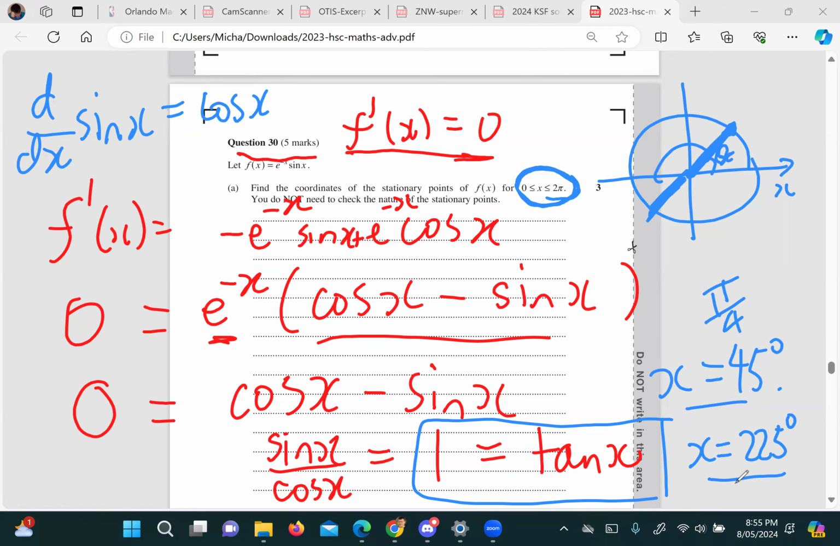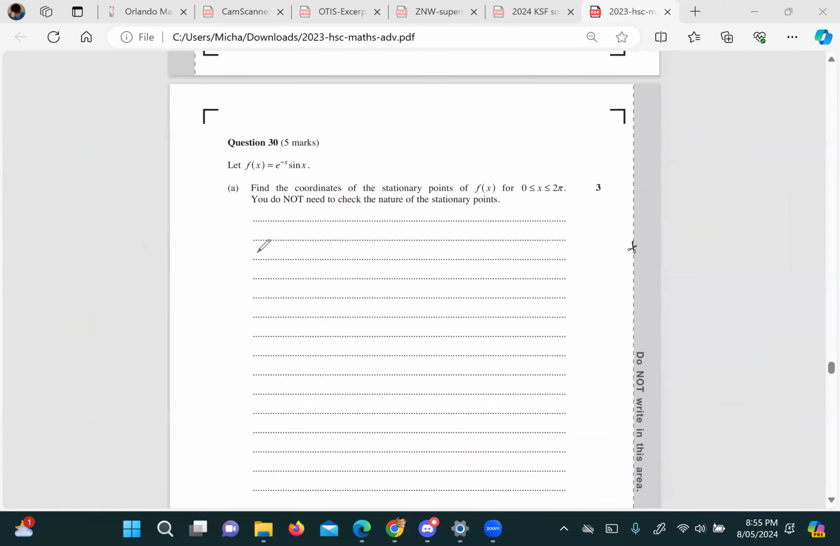1 on root 2. Okay, so sine of pi on 4 is 1 on root 2, yeah? Sine of 45 is 1 on root 2. Yep, and then multiply that by e to the minus pi on 4. And that's our first coordinate. So e to the minus pi on 4 on root 2, and pi on 4 is our x value.